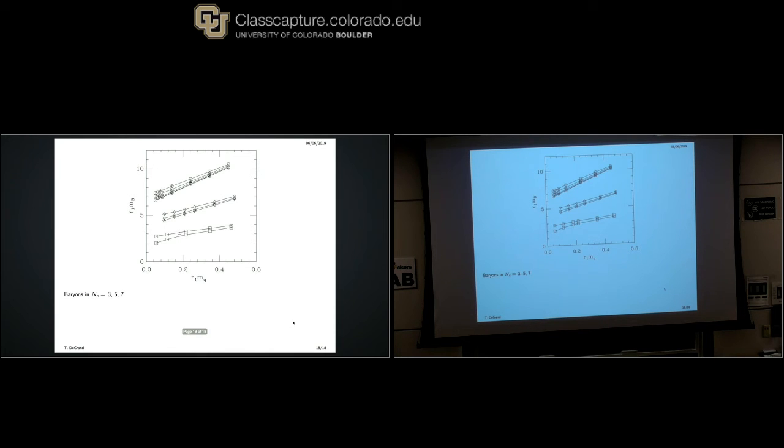So we'll talk about baryons. Okay? Baryons in large N. So mesons in large N, it doesn't matter what N is. Does it matter for baryons? Well, you can see it, right? Of course it does. Okay?